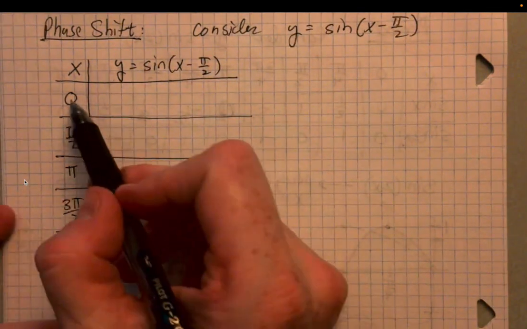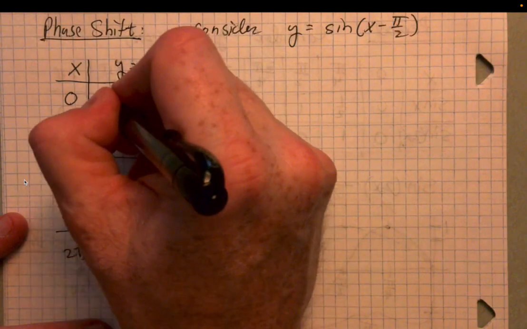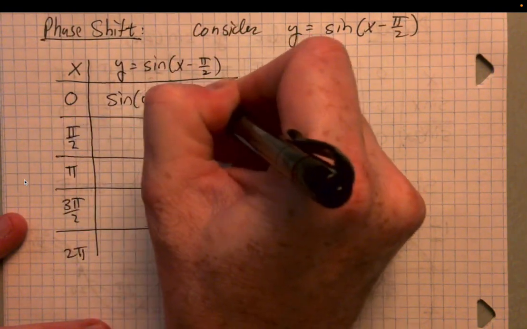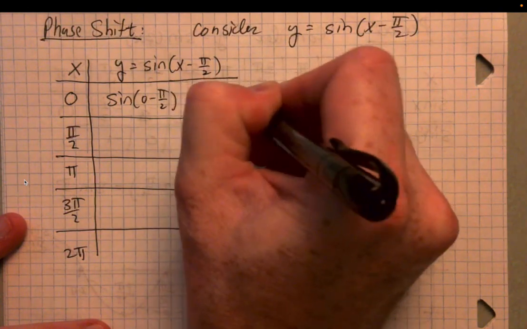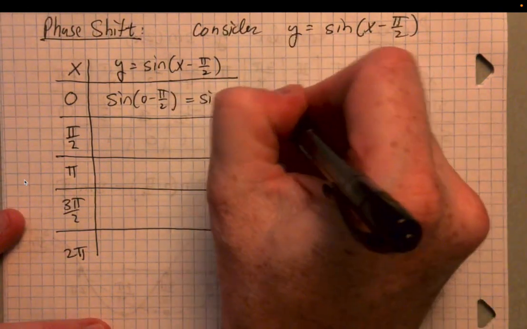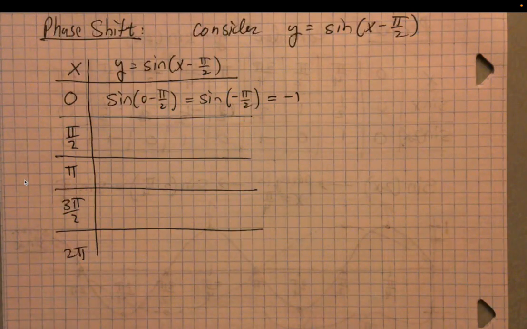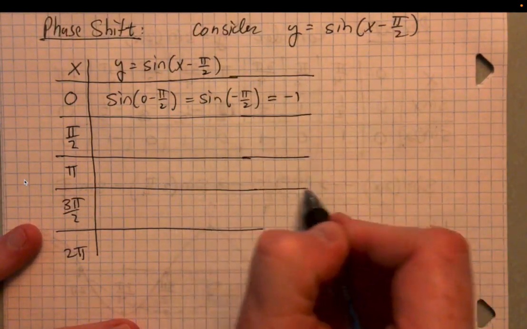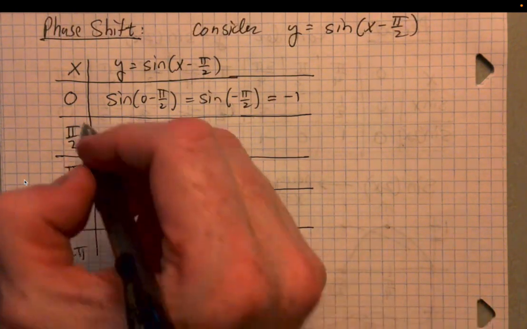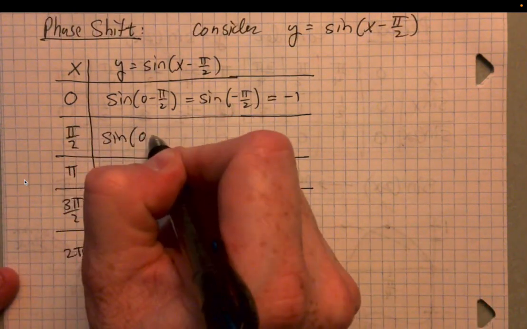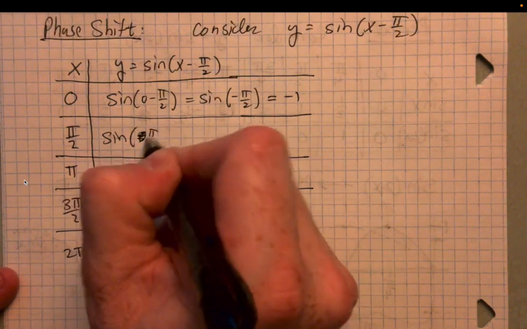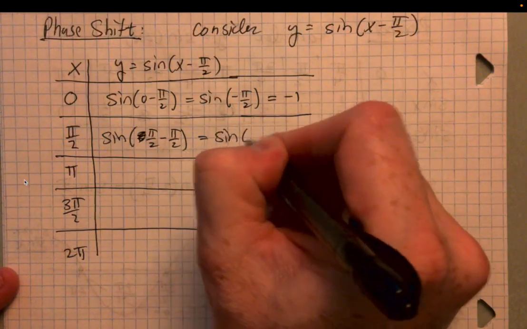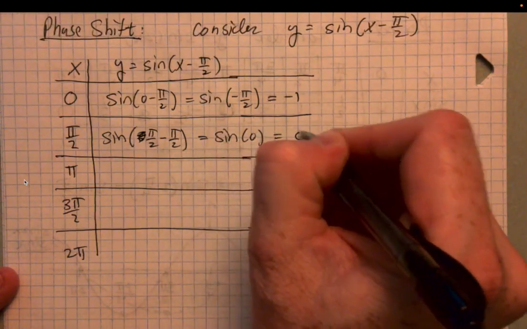Okay, so when I plug in 0 here, I get sine of 0 minus pi over 2, which is just sine of negative pi over 2, isn't it? And that's equal to -1. If you look back at our first page, we did in fact see that value. Next, I'm going to plug in pi over 2 minus pi over 2. And that's going to give me sine of 0, which we know is 0.